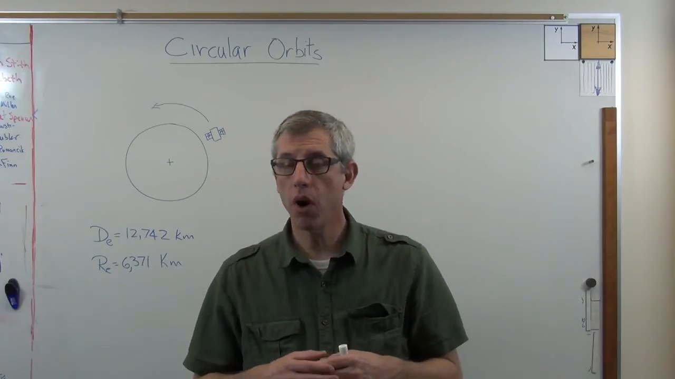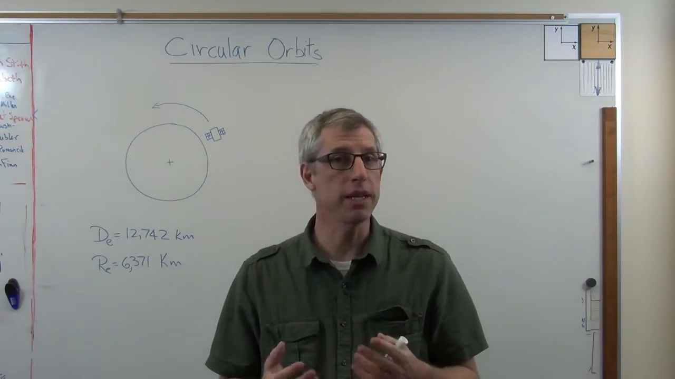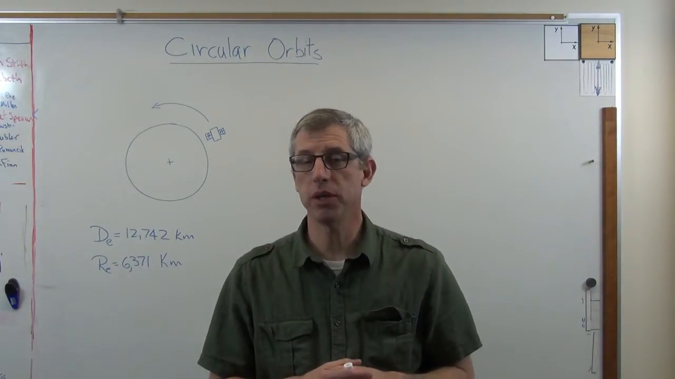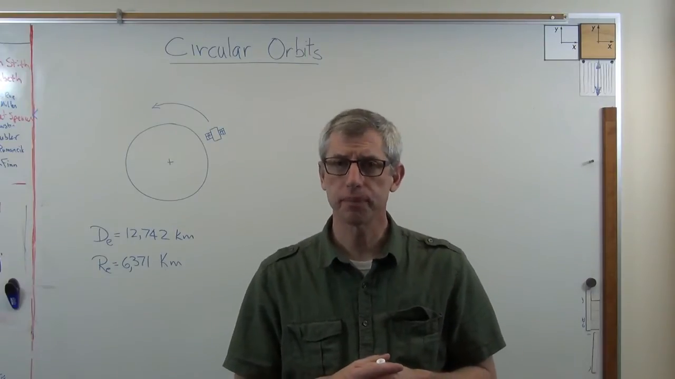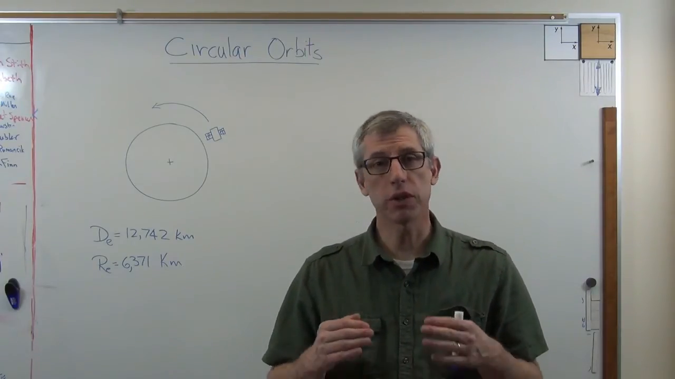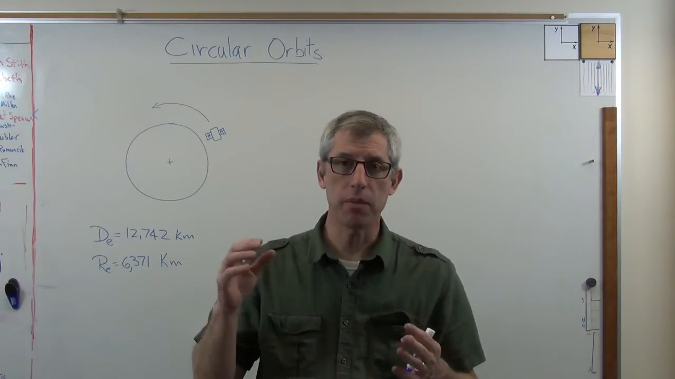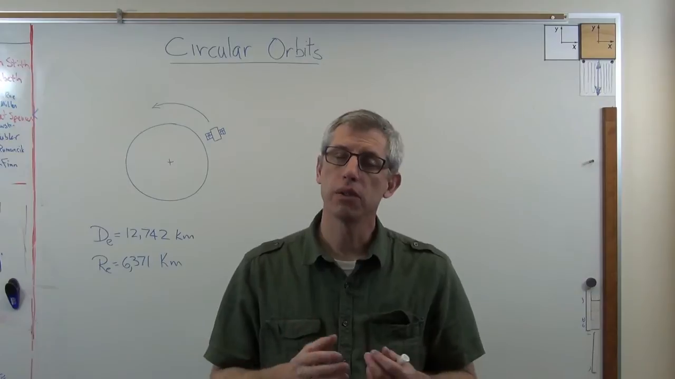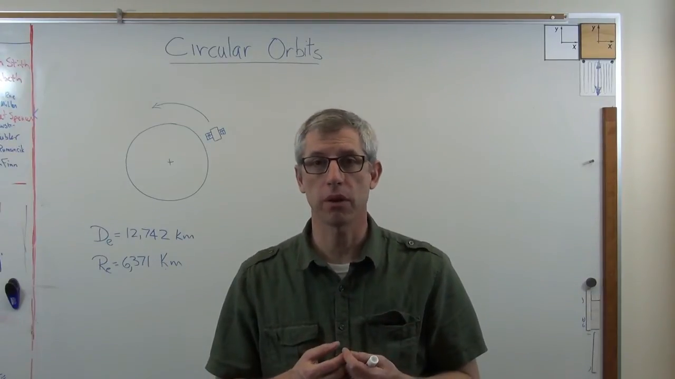Now, orbits are elliptical. Johannes Kepler figured that out a long time ago, and he did it using just empirical information and curve fits. Isaac Newton came along and proved it to be true mathematically. Circular orbits are the simplest case of an ellipse. An ellipse has a long and a short axis, a semi-major and a semi-minor axis. A circle is just an ellipse where the semi-major and semi-minor axis are the same.